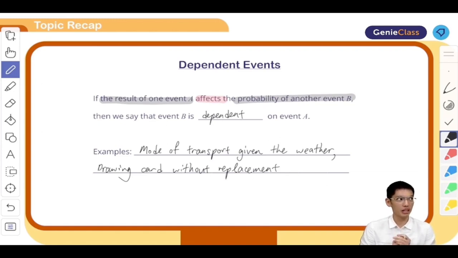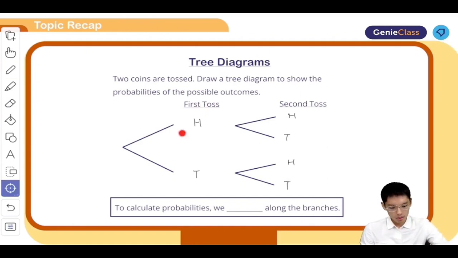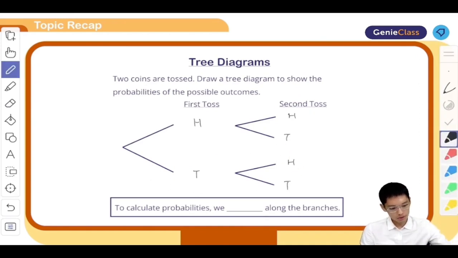So what's another tool that we can use? This is going to be effective, which is what we call a tree diagram. Suppose we talk about two coins being tossed, draw the tree diagram. First toss is going to be heads and tails. Of course, this is independent events, but for dependent events, it is essentially crucial that you know your tree diagrams. So first toss, second toss is in such a manner. For the blanks over here, we fill in the events. For the branches, we fill in the probability, which in this case is half.